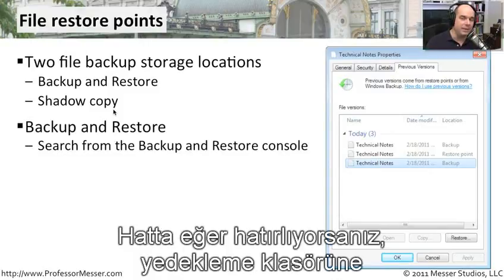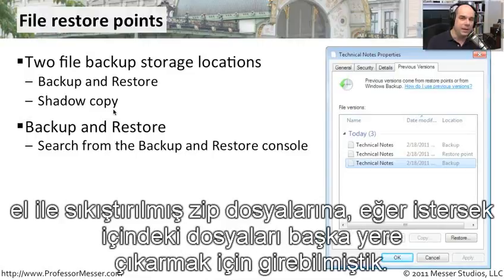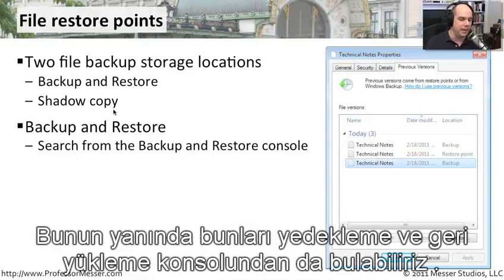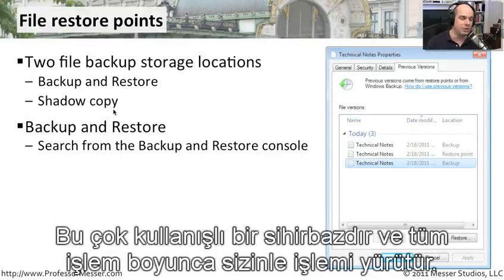And if you recall, you could even go to the backup folder and manually go into the compressed zip files to pull those files out if you would like. You can also find them from the backup and restore console. There's a nice wizard that pops up that walks you through.